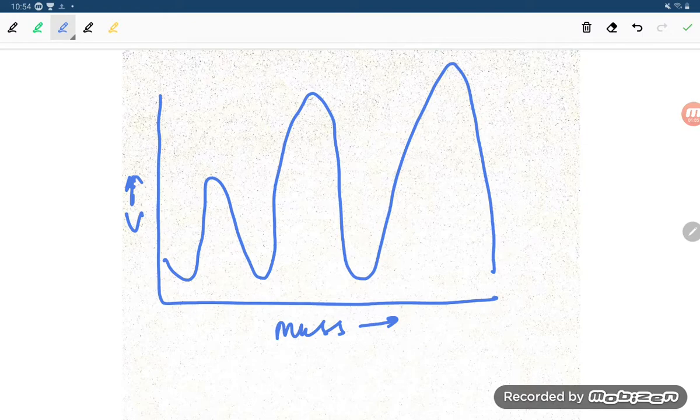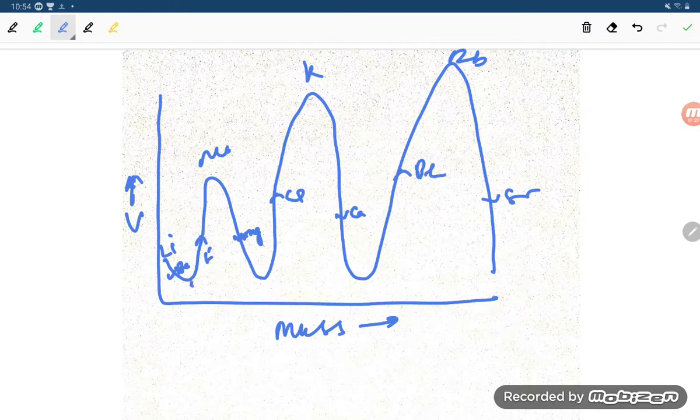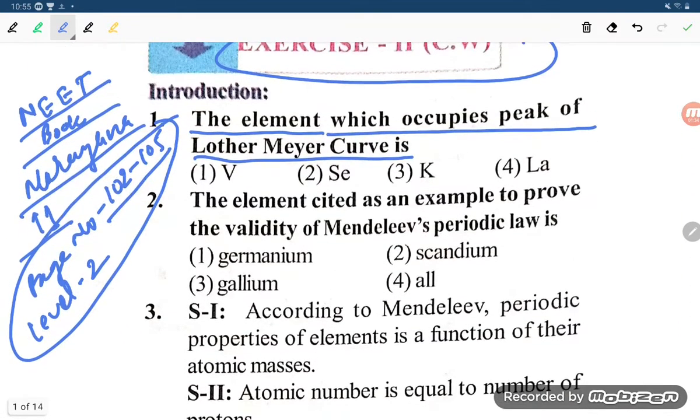So what is at the peak, student? Lithium, sodium, potassium and rubidium. In descending order, we have beryllium, magnesium, calcium and strontium. In ascending order, as we have already told, fluorine, chlorine, bromine. And the transition elements are at the bottom. So which element can occupy the peak? Potassium. So which will be the correct answer, student? Option number 3 is the correct option.